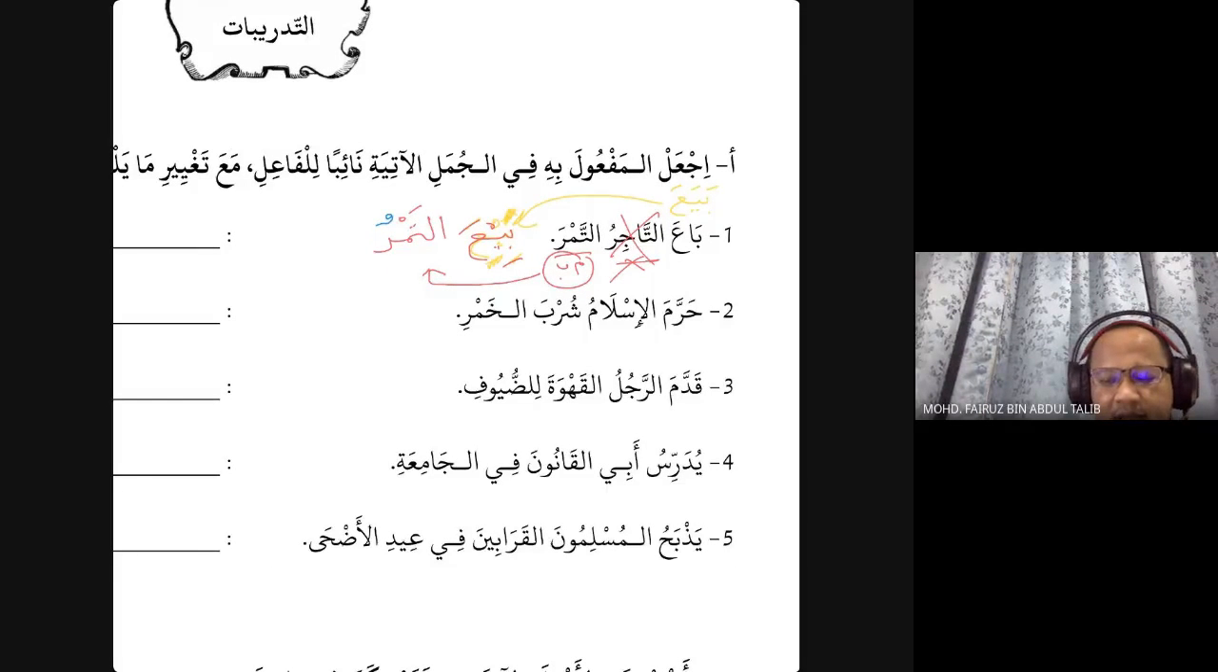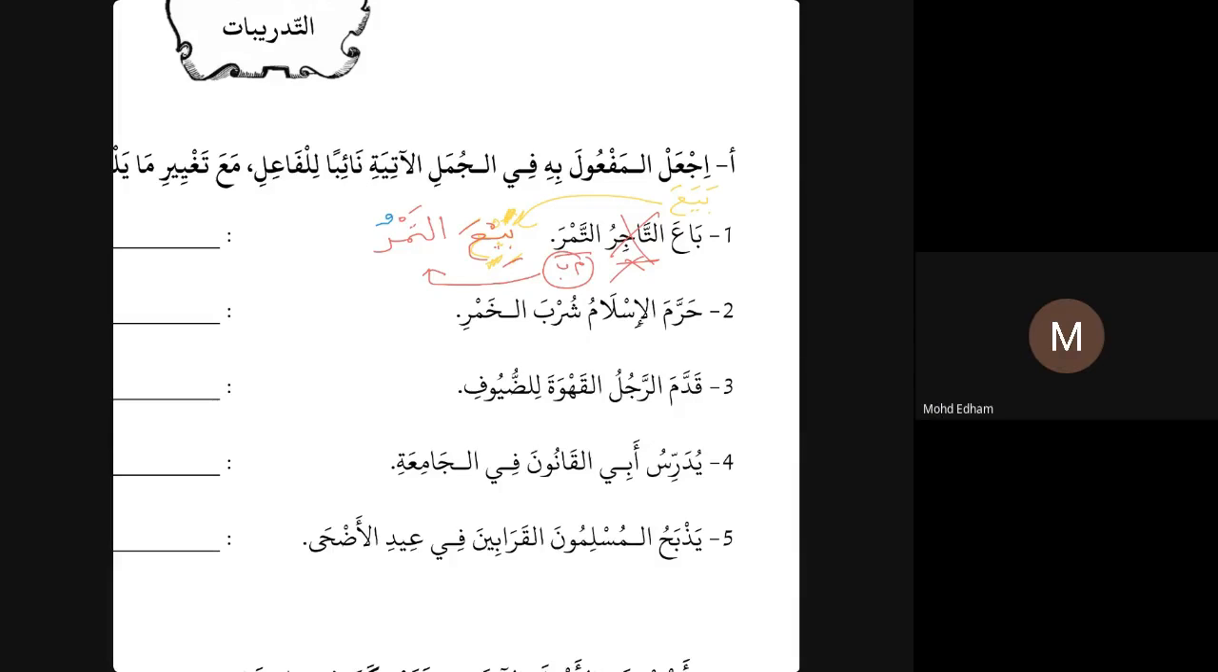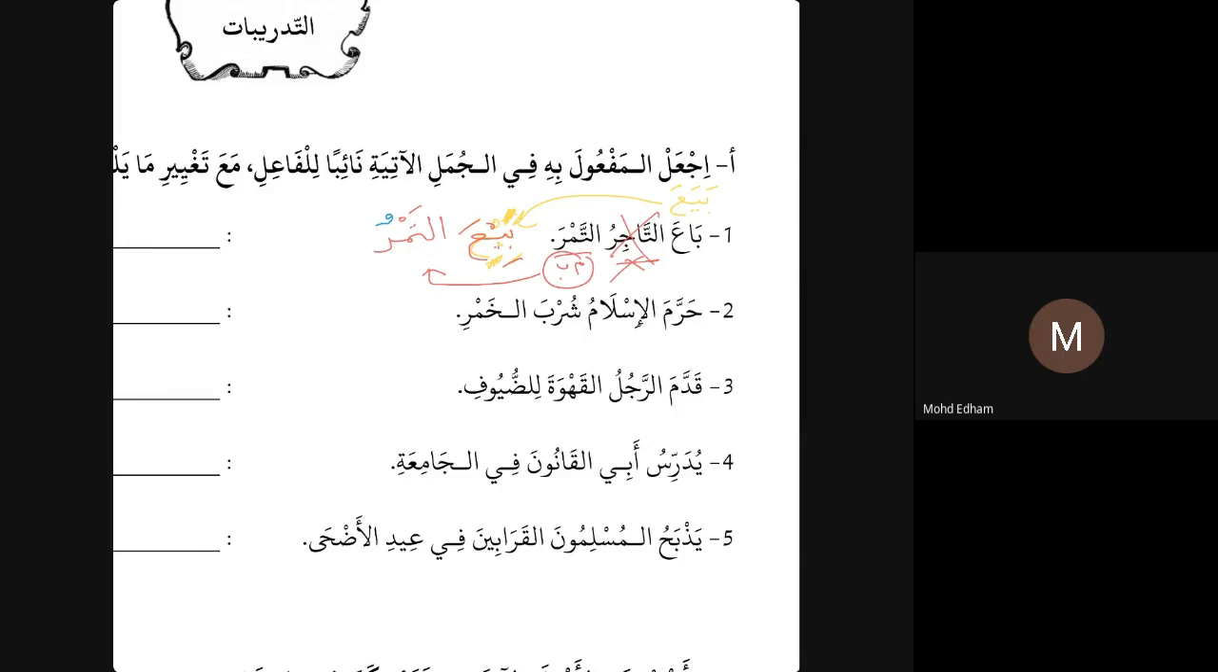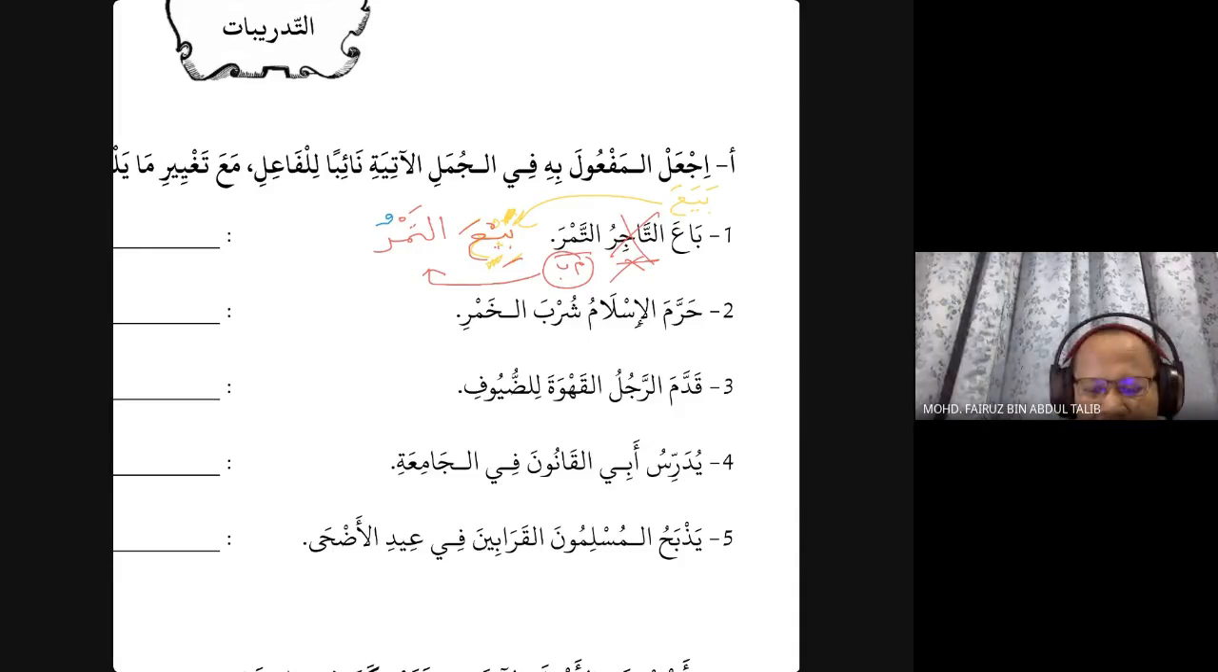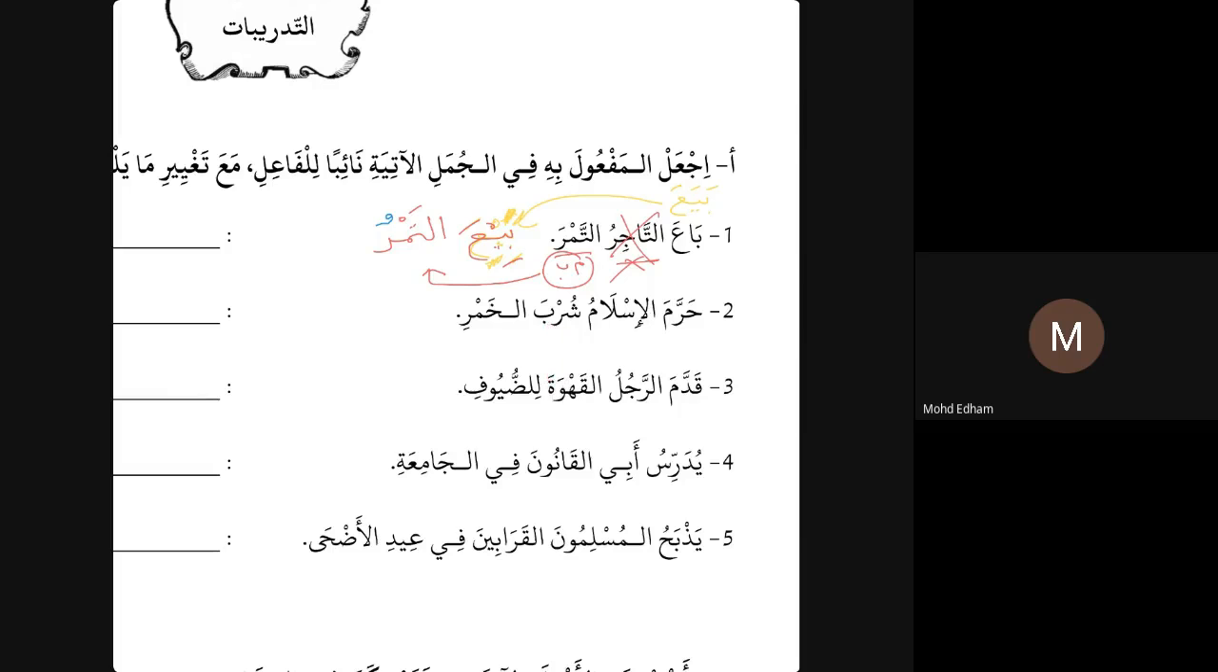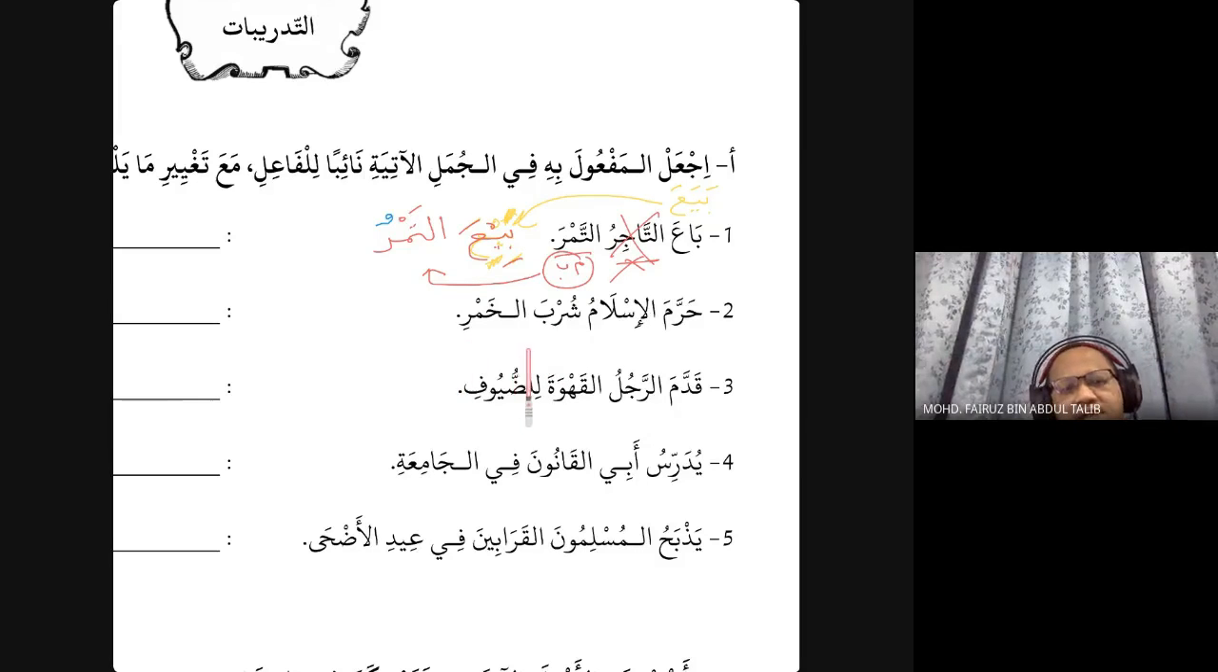Now we come to the second question. The second sentence: harramal islamu syurbal khamr. What is the meaning of the sentence? Islam forbids the drinking of alcohol. Islam forbids drinking of alcohol.